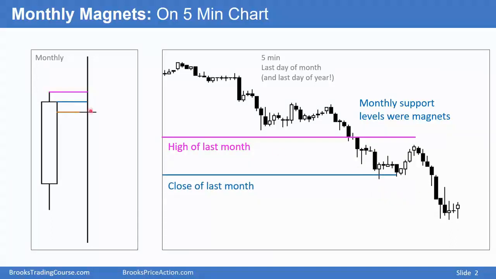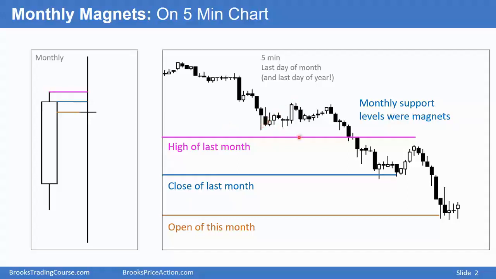Here's the close of last month, that blue line right there. Here's the open of this month. Again, this is on the monthly chart what's taking place here. And at the end of the month, I tend to take a look at the monthly chart to see if any monthly support or resistance might be affecting the appearance of the trading today on the 5-minute chart.